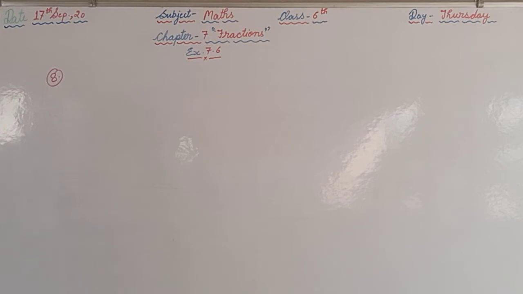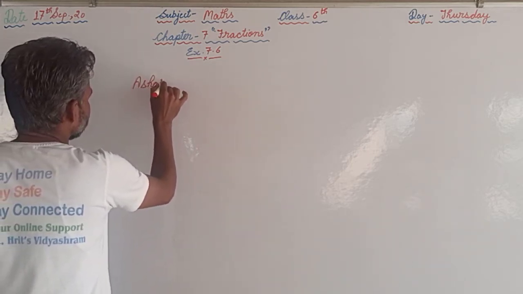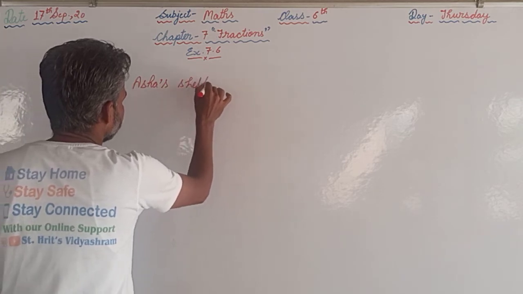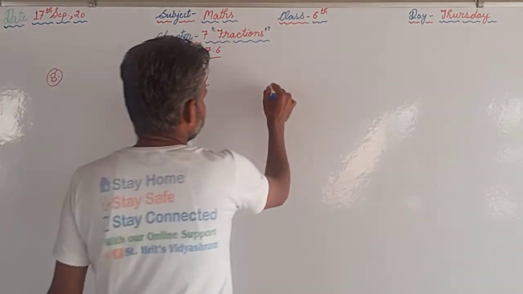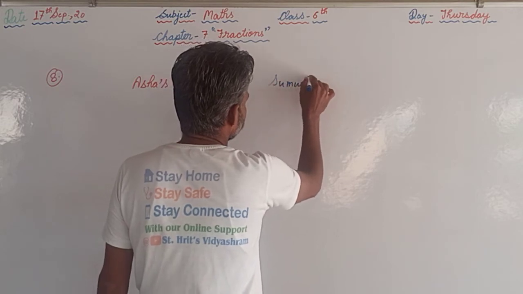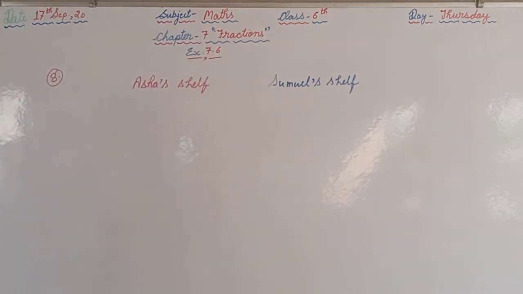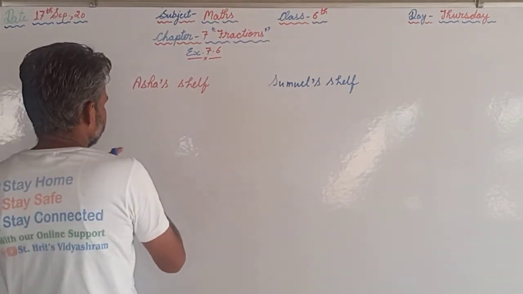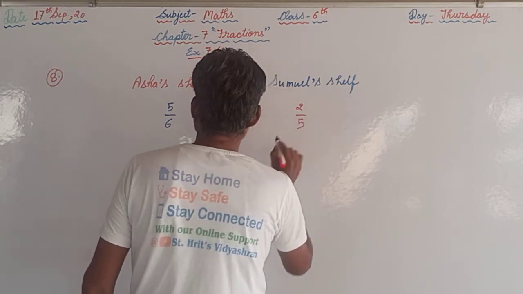So first of all we have to see which fraction is more full, Asha's shelf and here Samuel's shelf. And what is the fraction? Asha's shelf is 5 upon 6 and Samuel's is 2 upon 5.